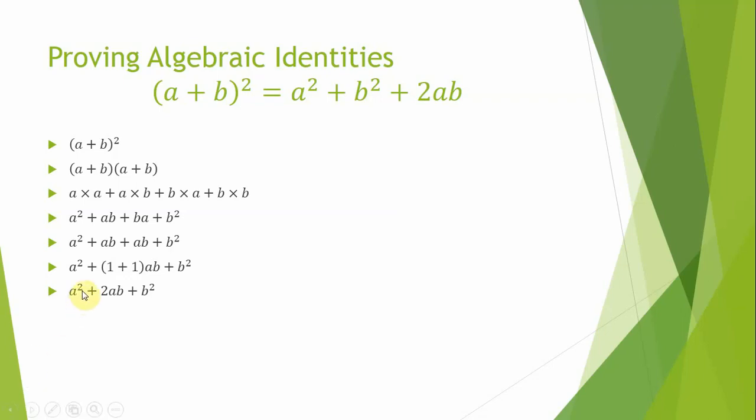So we finally get a squared plus 2ab plus b squared. We rearrange the terms to get a squared plus b squared plus 2ab, and so we have derived the right side of the equation.